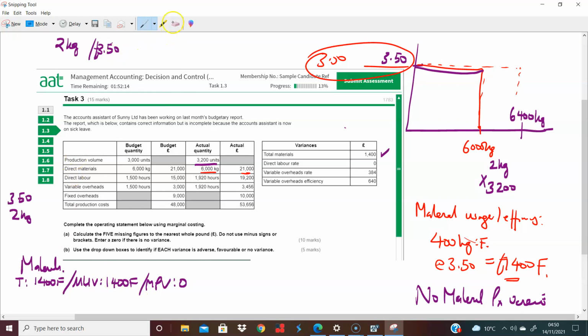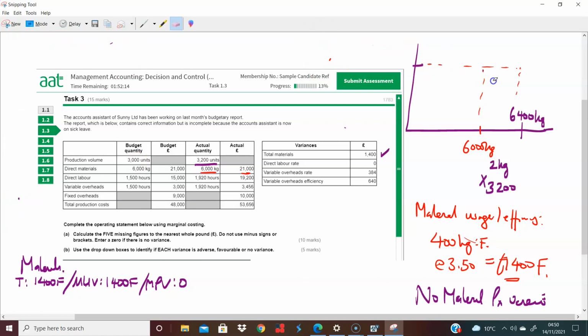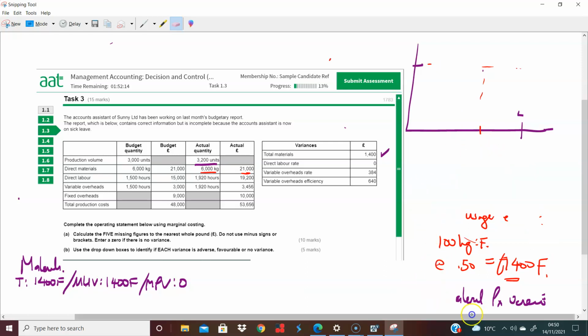Now I can clean this up because I need the space. So let's just do all of that. I will come back and use these graphs, but let's clean that off. And that's the first part. That's the idea.